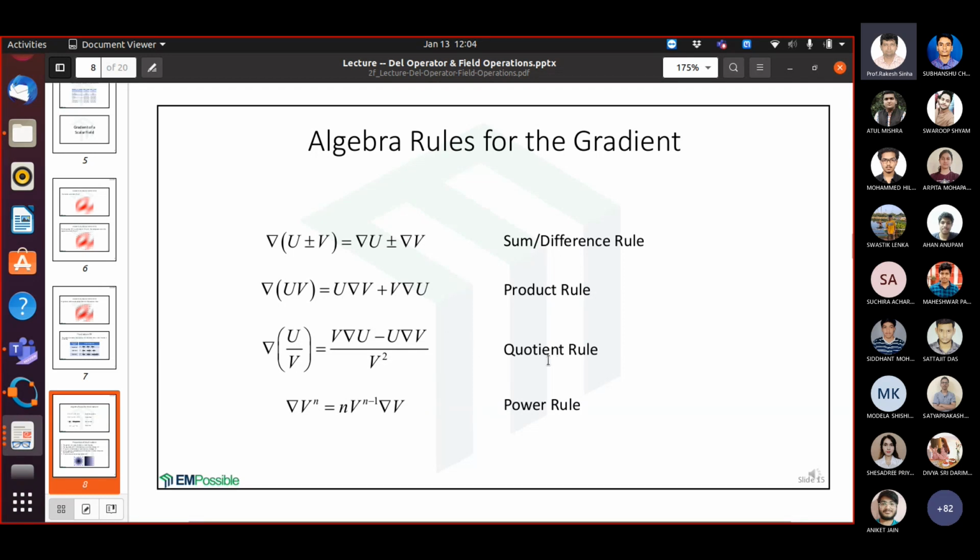And if you have a quotient of u and v, two scalar fields, and you take the gradient, this is also the same as your differential rule: v del u minus u del v, divided by v squared. And if you have v to the power n, the power rule gives n times v to the power n minus 1 times the gradient of v.